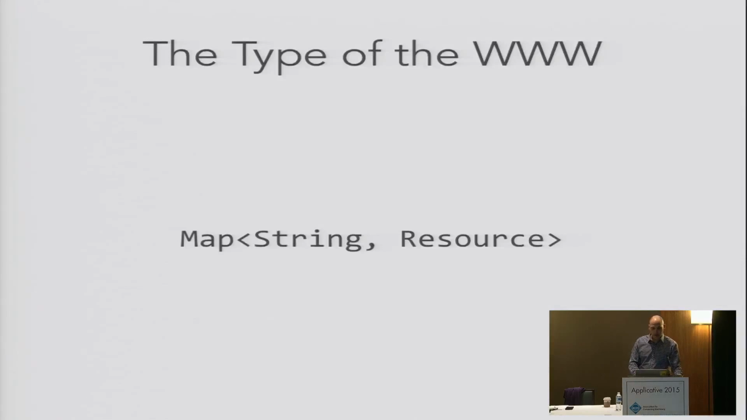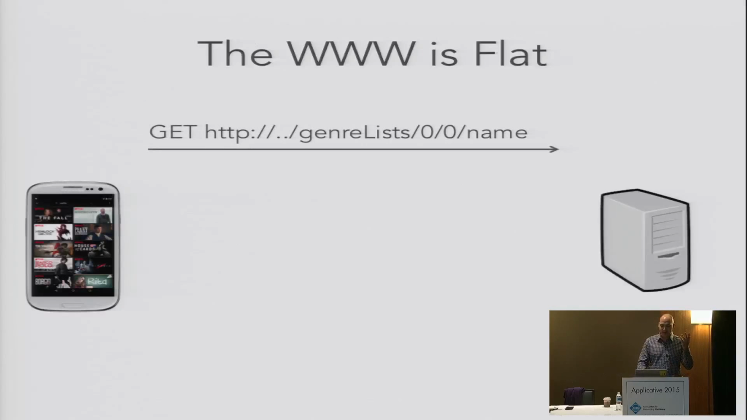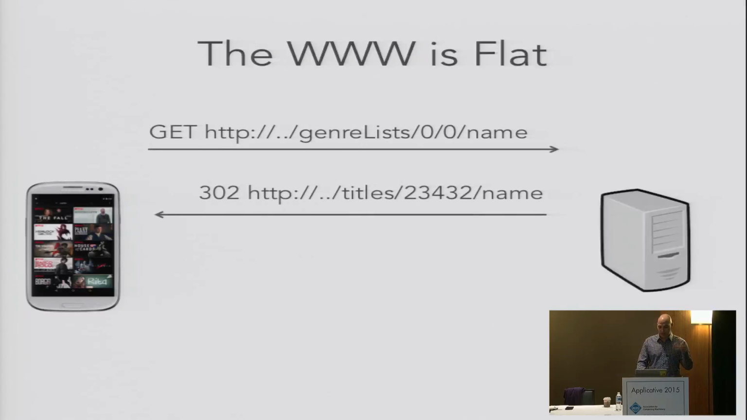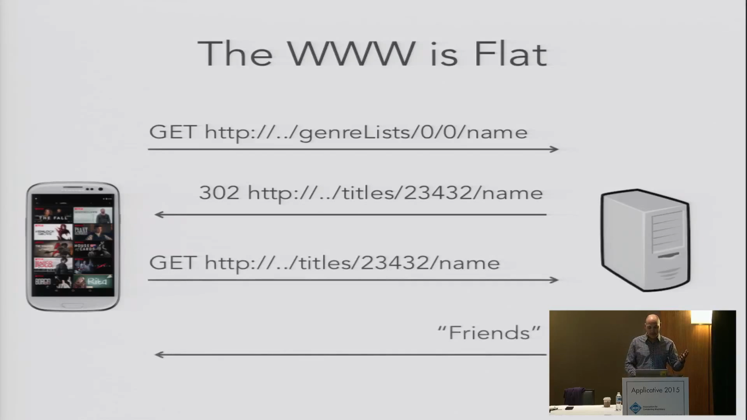And so as I mentioned earlier, the type of the World Wide Web is flat. If you were to type at least the get and set operations, it looks like a big map from string to resource. And so if I request name, the server will tell me, okay, actually that's over here. It'll give me a 302 redirect. And then if I turn around and ask for the name again at the actual correct URL, it'll tell me friends. Now that's a lot of back and forth, right?